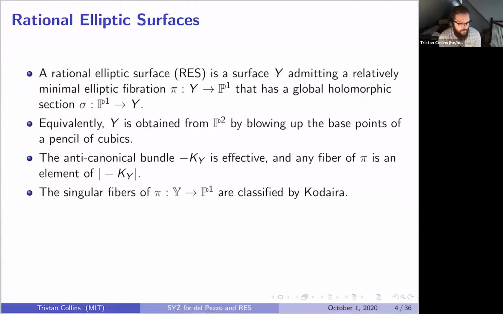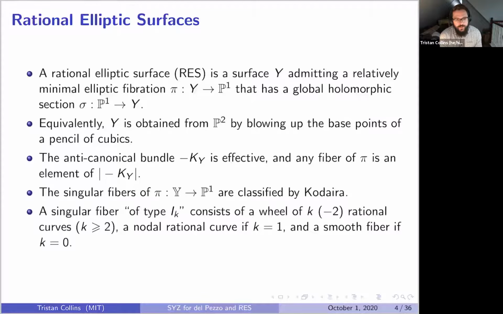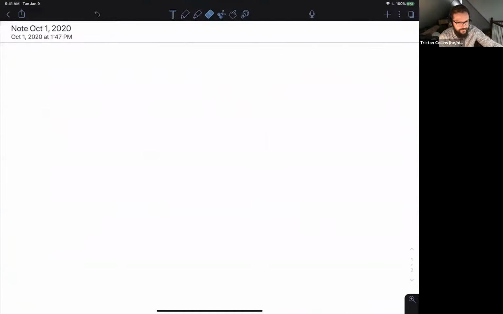So in this case, Kodaira classified all the possible singular fibers that can occur, not just for rational elliptic surfaces, but for elliptic fibrations. And we're going to be really focused on rational elliptic surfaces that have a singular fiber of type I_k. So an I_k singular fiber, if k is not 1 or 2, then this just corresponds to a wheel of rational curves with -2 self-intersection. It's a nodal curve if k equals 1 and a smooth fiber if k equals 0. So let me just draw a picture of these. We'll see how well this works.